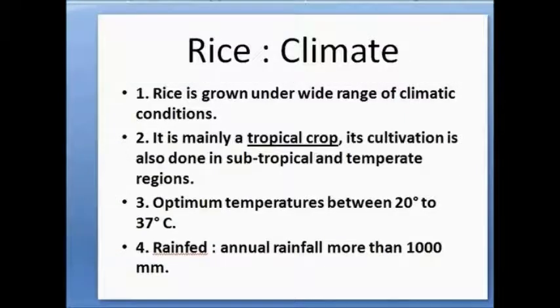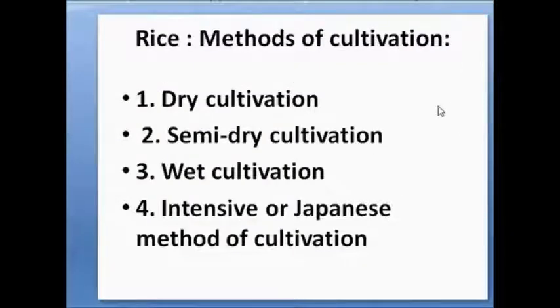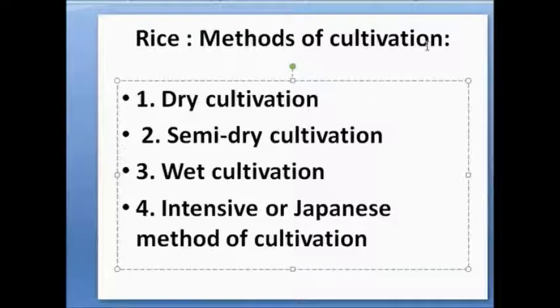Methods of cultivation of rice. There are four important methods of cultivation of rice adopted all over the world. One, that is called dry cultivation. Second is called semi-dry cultivation. Third is called wet cultivation. And the last one, that is intensive or Japanese method of rice cultivation. Now these names of these cultivation have been derived as per water requirement of rice for the particular crop.